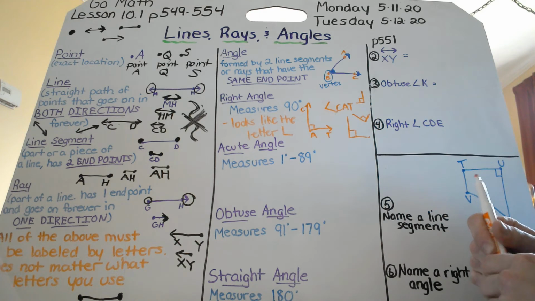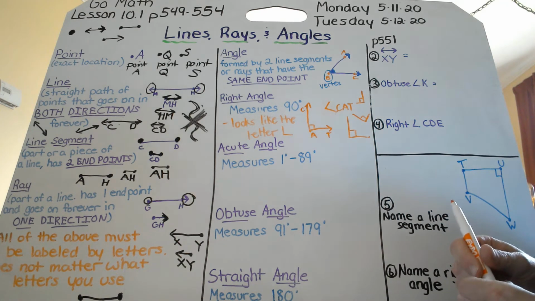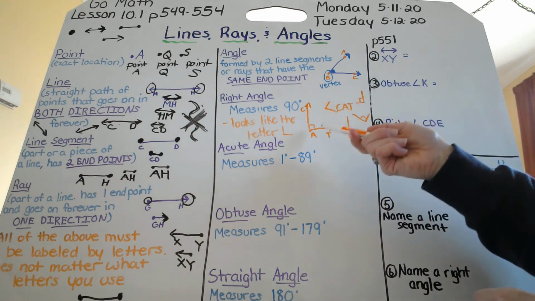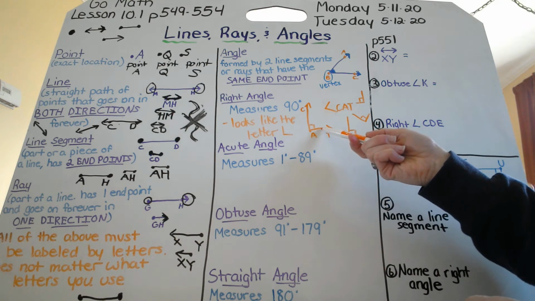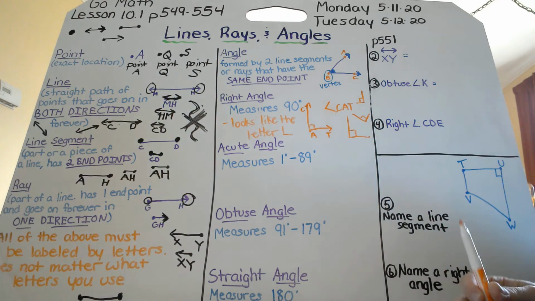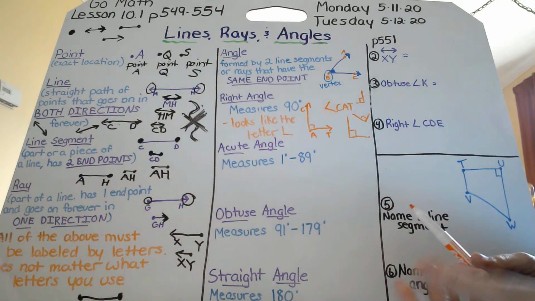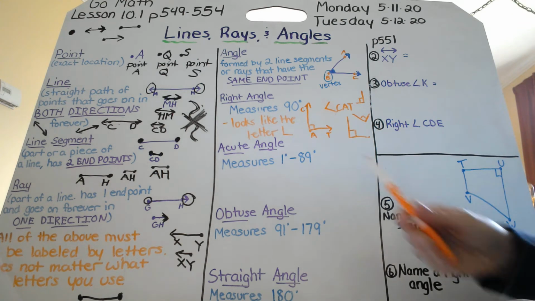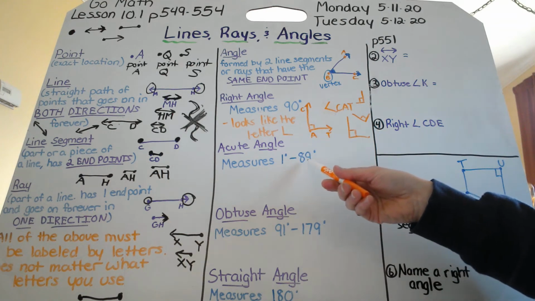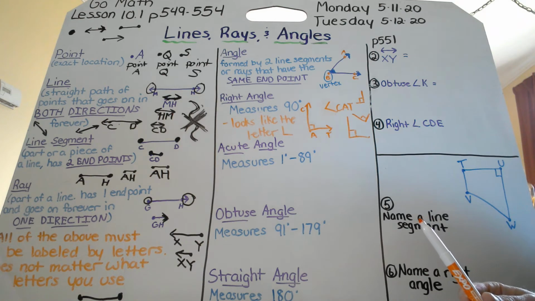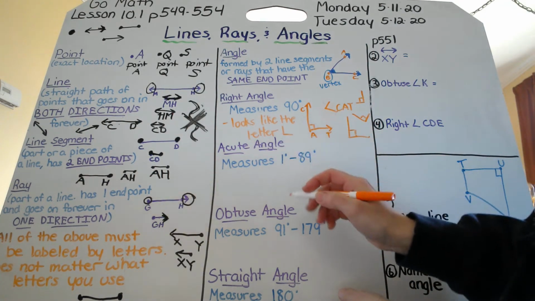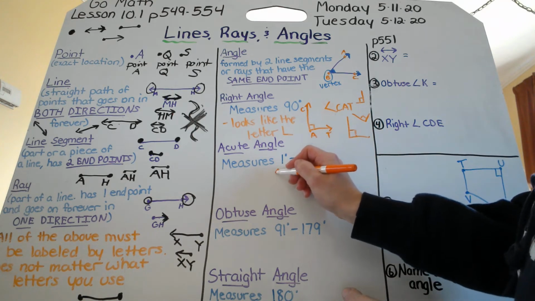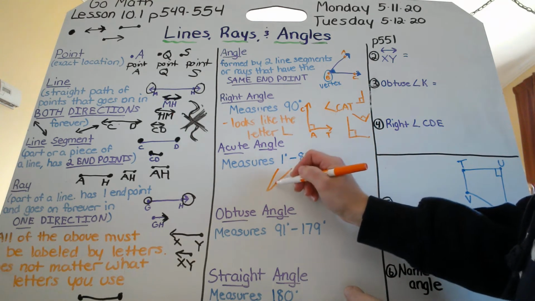So a right angle looks like an L, always measures 90 degrees, and you can always tell because it has a little box, a little rectangle or a little square drawn right here. All right, so an acute angle. Now, this angle measures 1 degree to 89 degrees, okay?